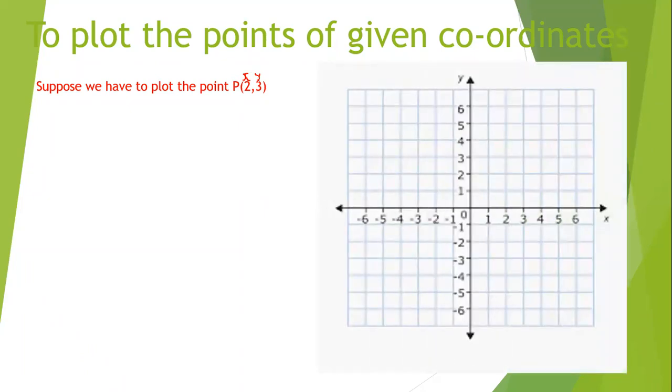So the first step to plot a point on a graph paper is to draw the axes. So first we have to draw the x-axis. You can see over here. And then we have to draw the y-axis. We have to write the numbers also properly on the right hand side of 0. Here we have to write 1, 2, 3, 4. That means positive numbers on the x-axis.